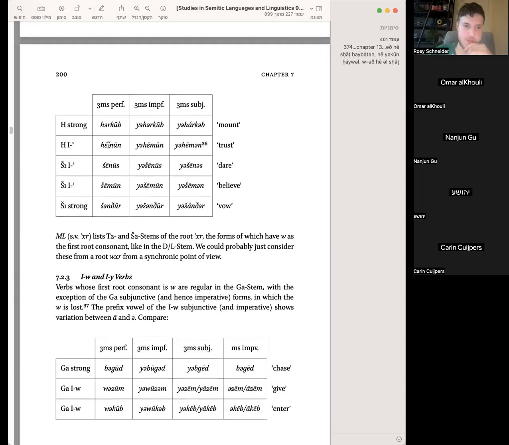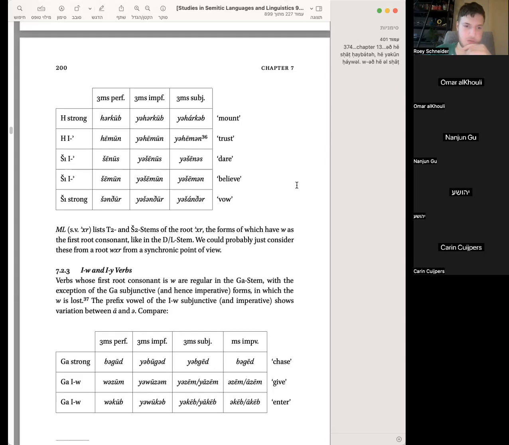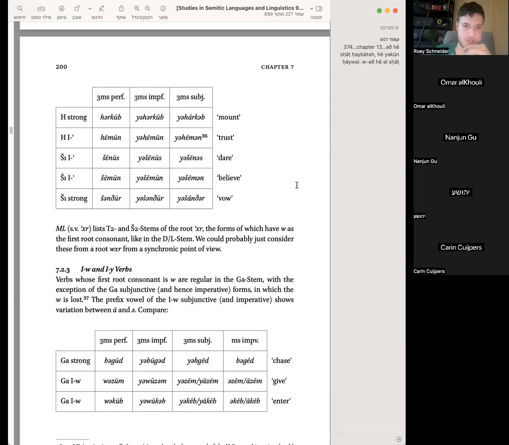You can see that the gutturals also just sometimes play with the vowels, but that's not very surprising.